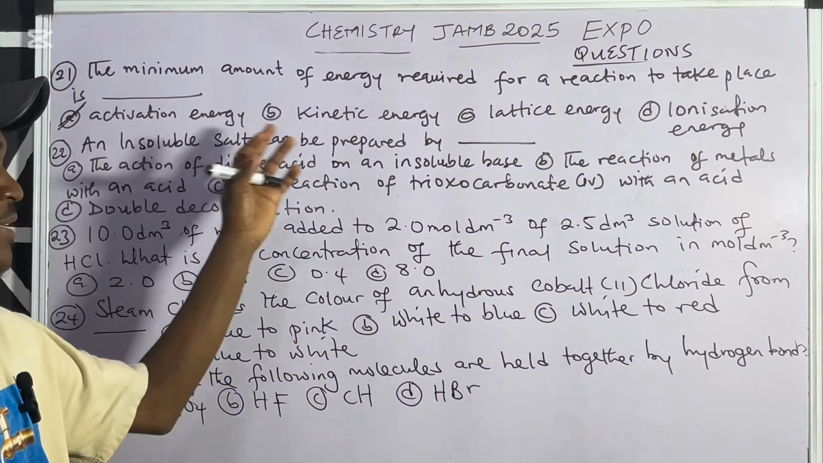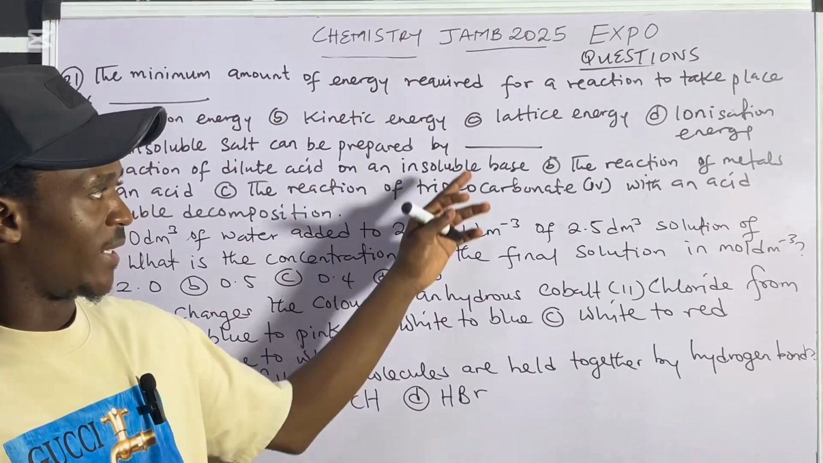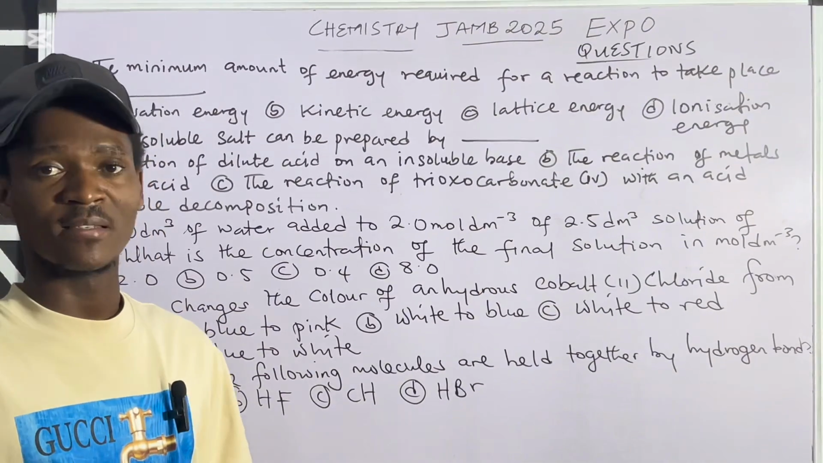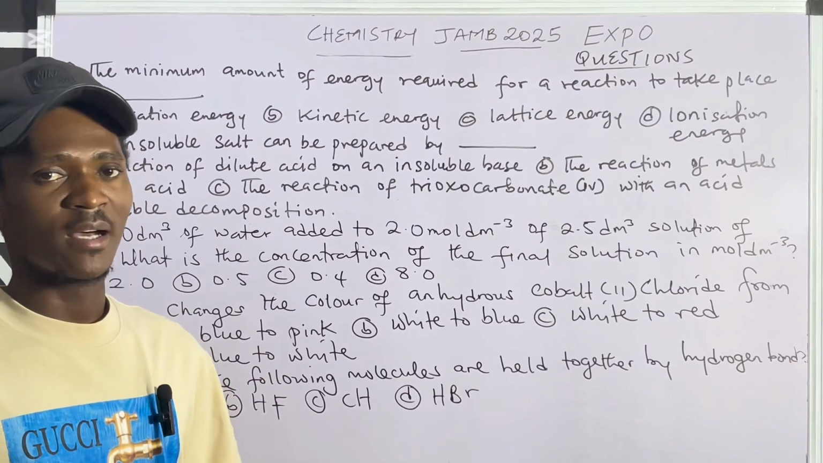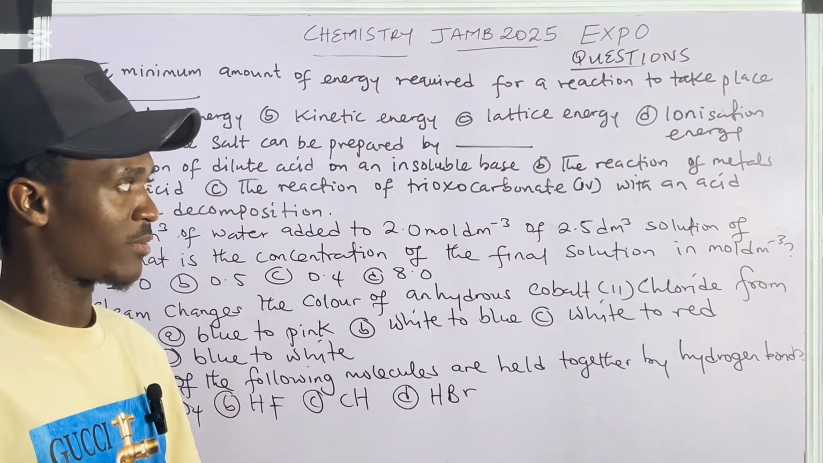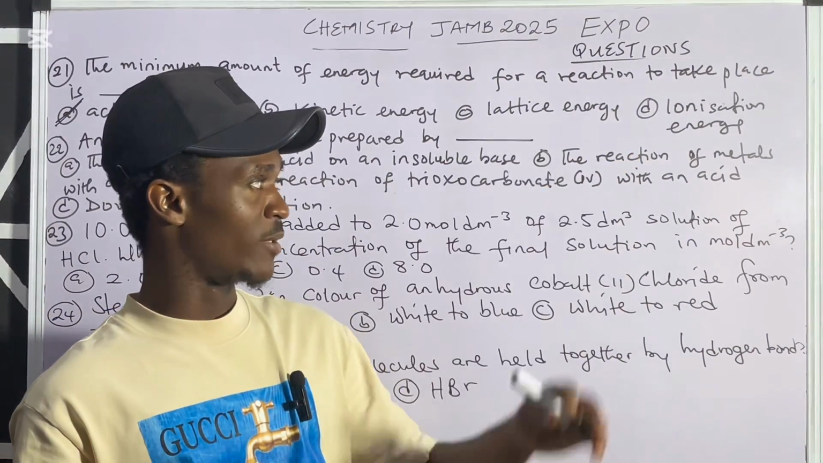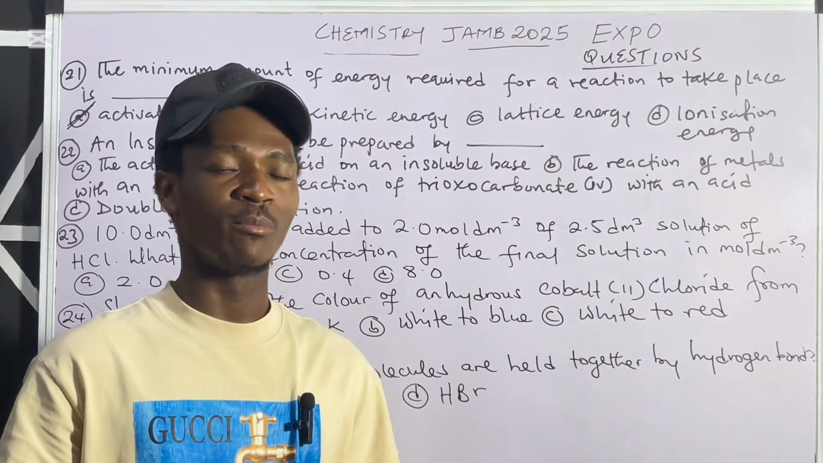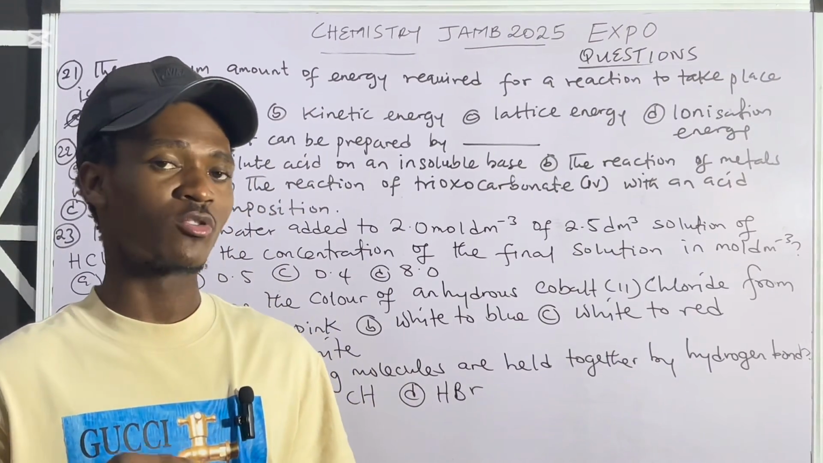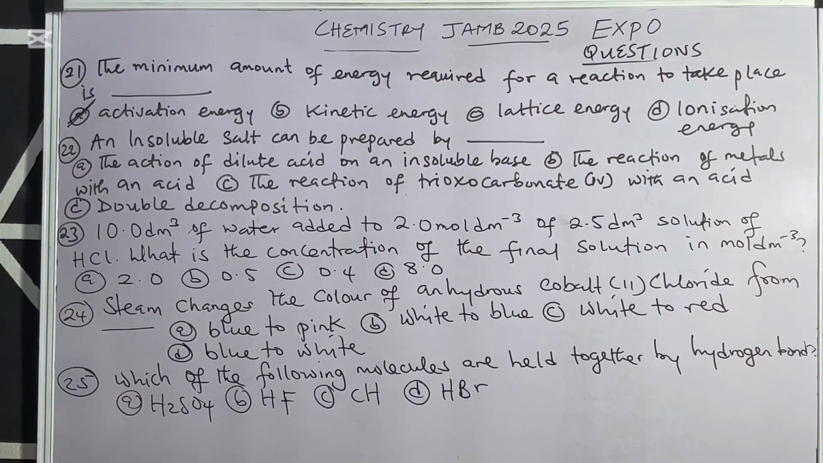Now, it can never be kinetic, because that one talks about energy that is in motion. While lattice energy is the energy required to split or separate a mole of ionic compounds into their elements. Then for D, ionization energy is simply the energy required to remove or pull off electrons from a neutral gaseous atom that is isolated. So option A is the right answer.